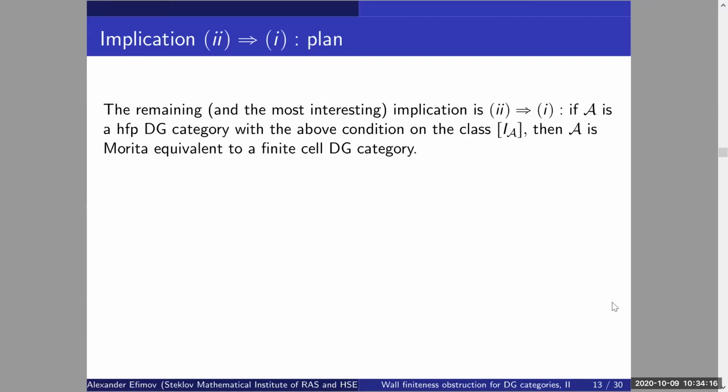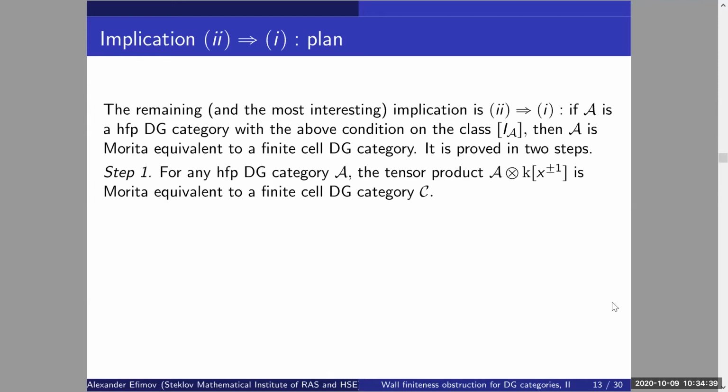And the most interesting implication, which is remaining, is 2 implies 1. So if A is a homotopically finite DG category with this condition on the class of the diagonal, then A is Morita equivalent to a finite cell DG category. And it is proved in 2 steps. And step 1, which was quite surprising for me, so I didn't expect this to hold, is that for any homotopically finite DG category, the tensor product of A with Laurent polynomials is Morita equivalent to a finite cell DG category, to some finite cell DG category C.